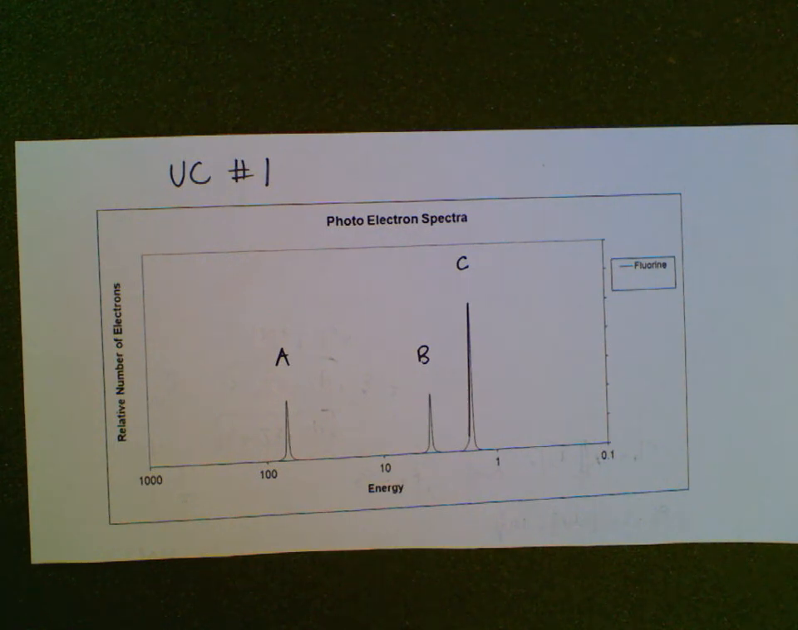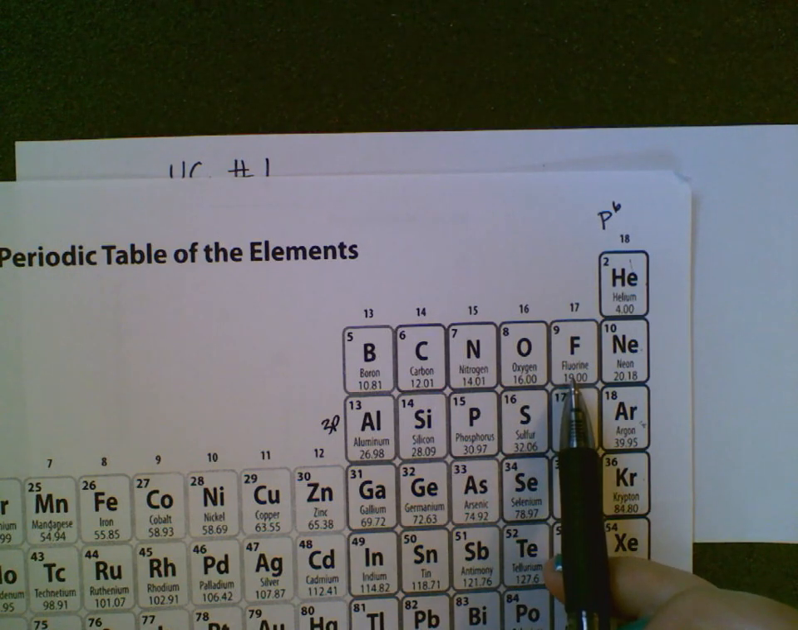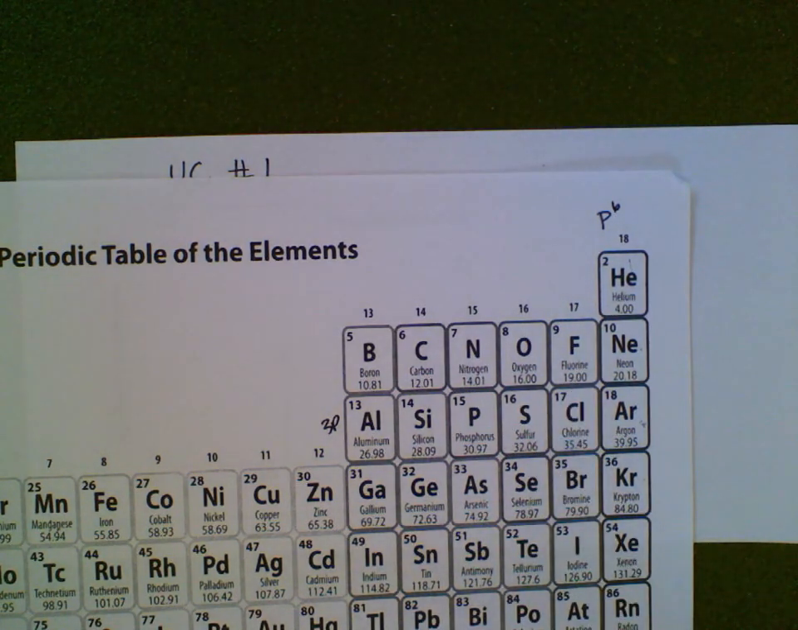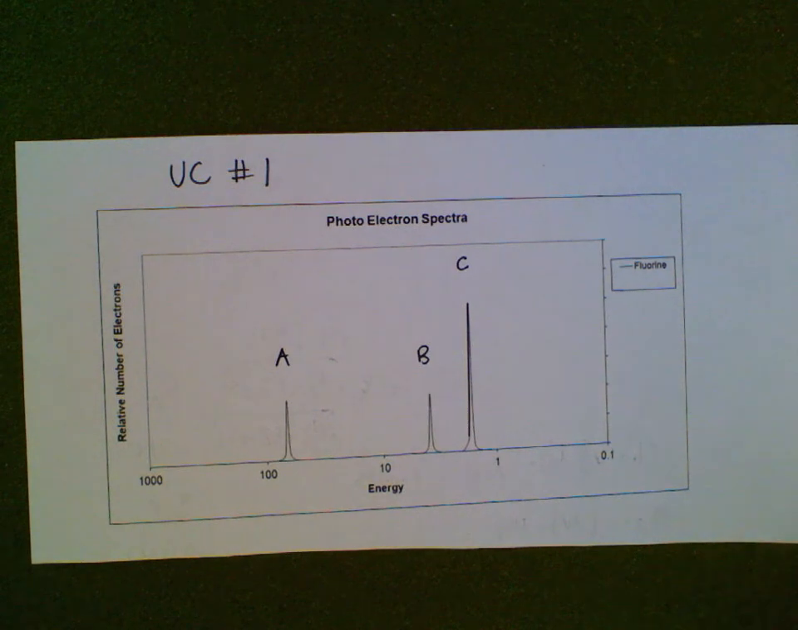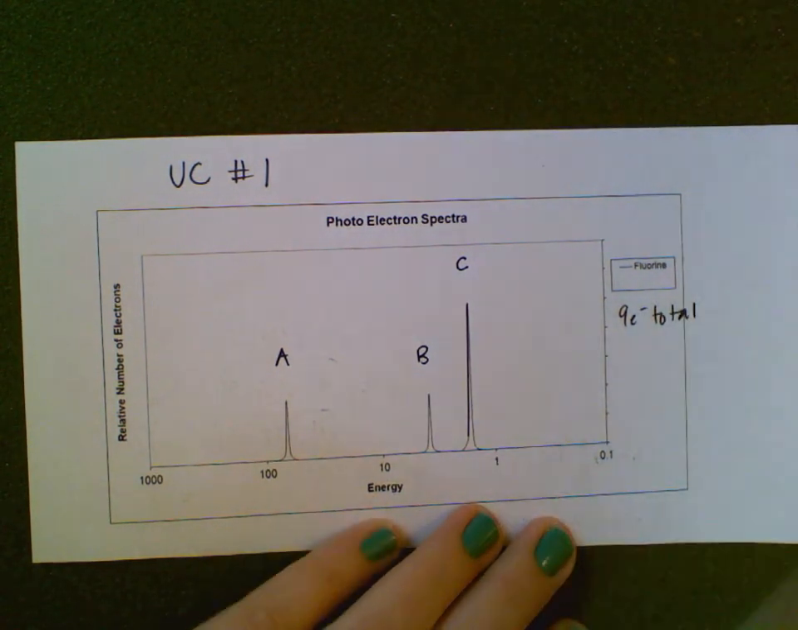And so what we need to do is just figure out how many electrons there are in general in our element and go from there. So if we find fluorine on the periodic table here, fluorine has a total of 9 electrons. So that's going to be kind of our first start.